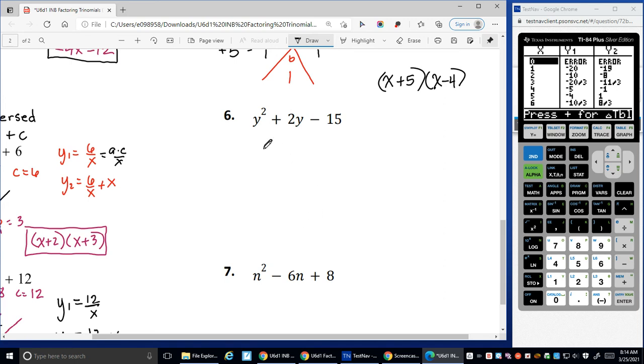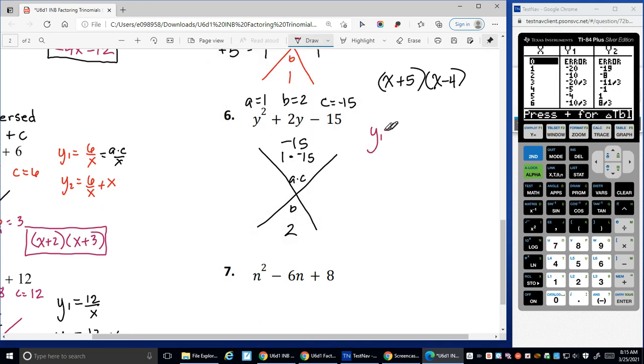Welcome back. Let's see how you did. A is 1, B is 2, C is negative 15. B is in the bottom. A times C is in the top. 1 times negative 15, which is negative 15. And B is 2. Okay, we're going to write our equations.